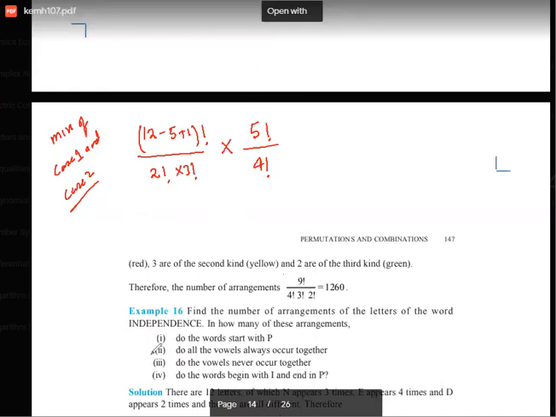Right? So okay, second one understood. Third one: do all vowels never occur together? Easy, right? Everyone, easy? So this is the total, which is 12 factorial divided by 4 factorial into 3 factorial into 2 factorial, minus this one, minus what we got. That's the answer of the third one. Yes or no? Tell me, everyone. This is also called the concept of rejection.